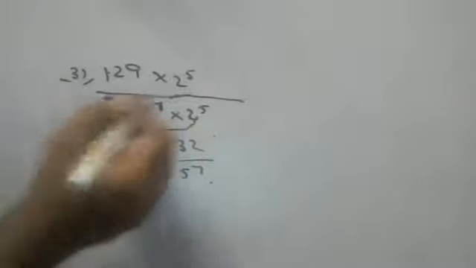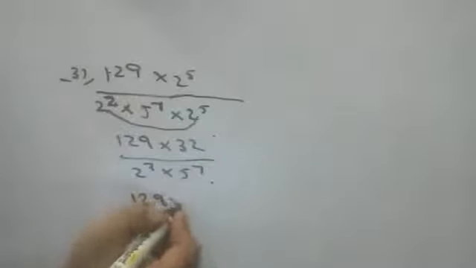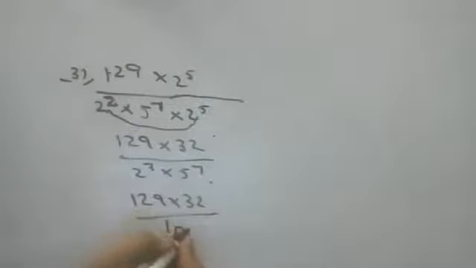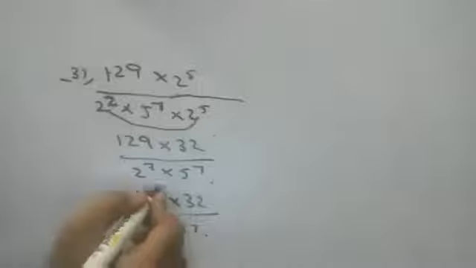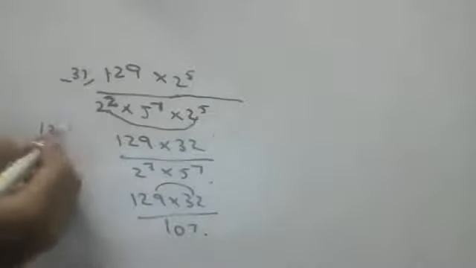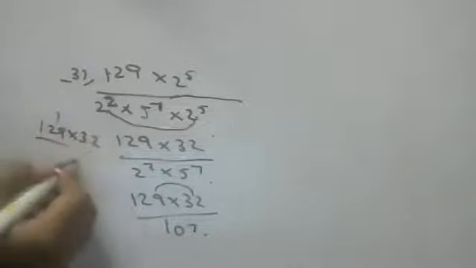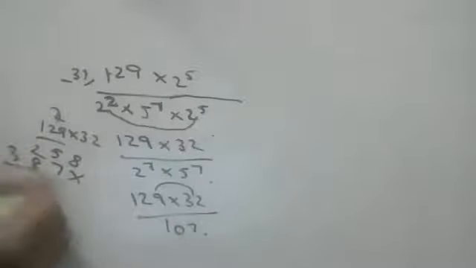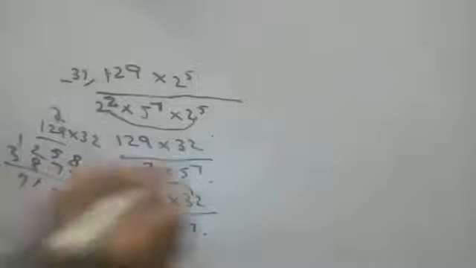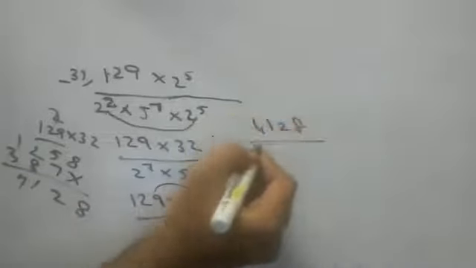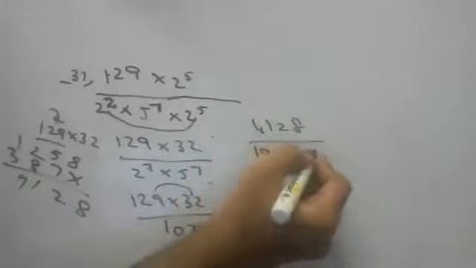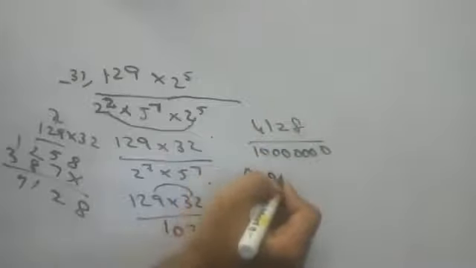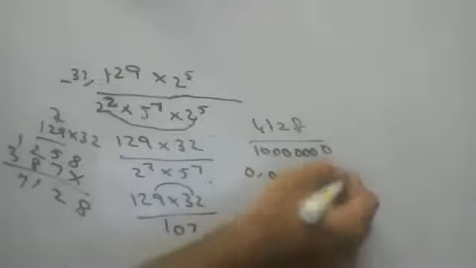This we can't decrease, this we can increase. 129 into 32 by 10 to the power of 7. Okay, children, then you multiply this and whatever numbers 129 into 32, how much you are getting? 4128 by 10 to the power of 7, which is 0.000412 like this.